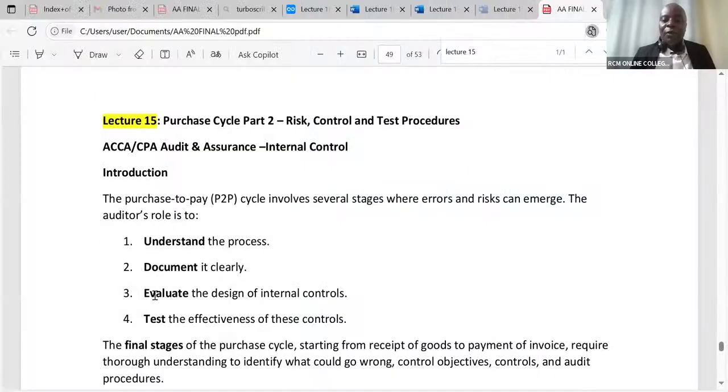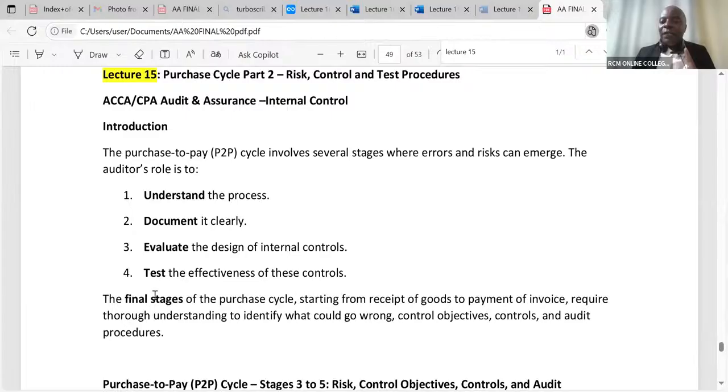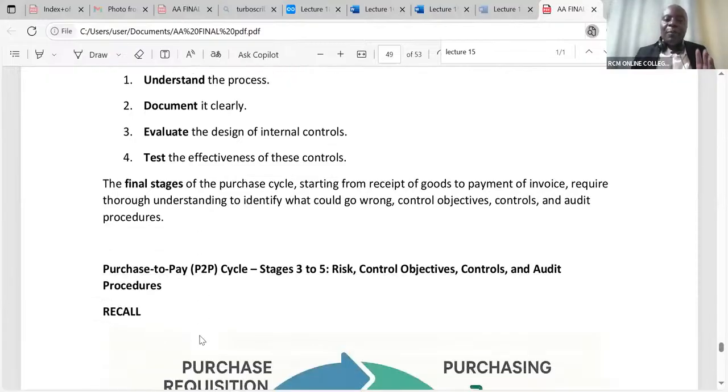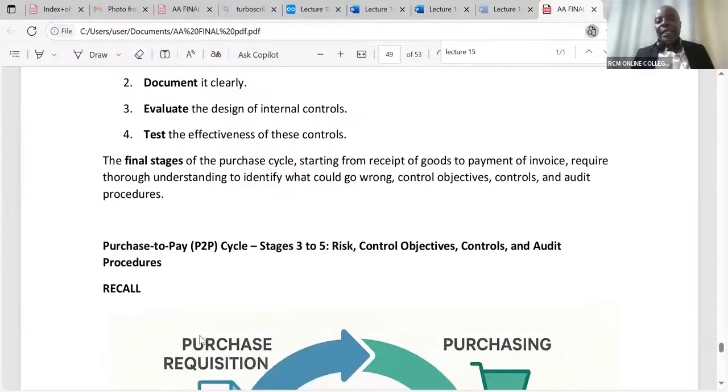The final stages of the purchase cycle, starting from receipt of goods to payment of invoice, require thorough understanding to identify what could go wrong, you as an auditor. The control objectives, controls, and audit procedures. Now, purchase to pay, purchase until you move through that cycle where you pay.